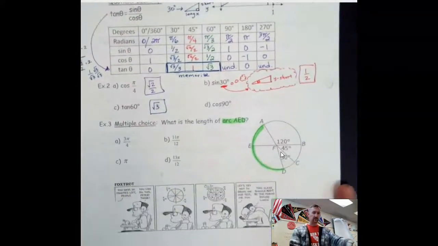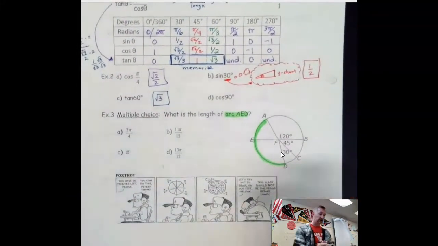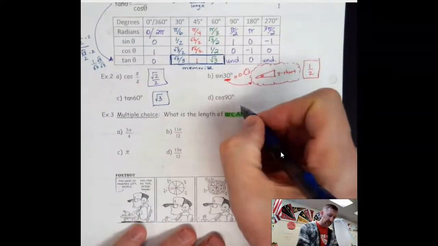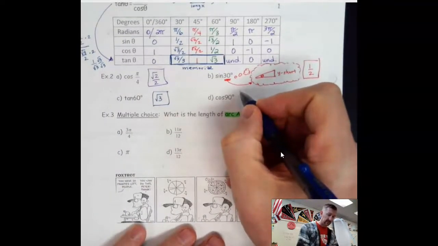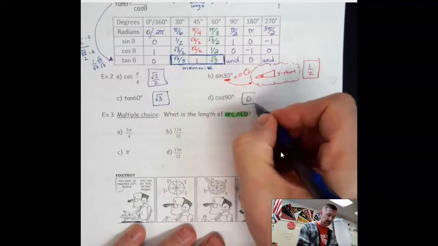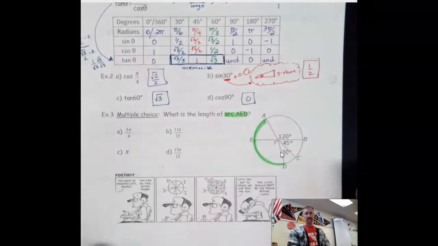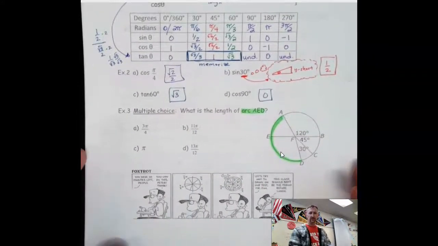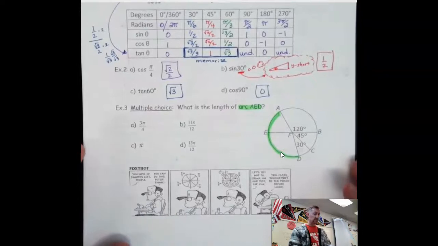And now 90 degrees, that's straight up. And cosine is x, so that's going to be 0. All right? And you're going to do this for the next couple years, so it should get better. So don't worry too much.